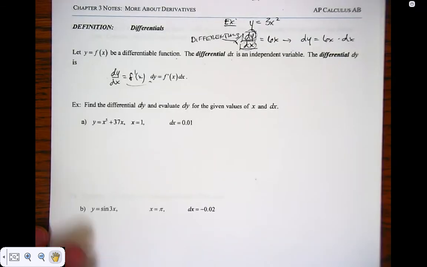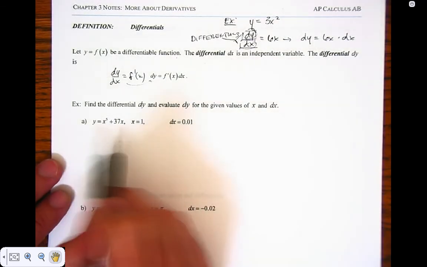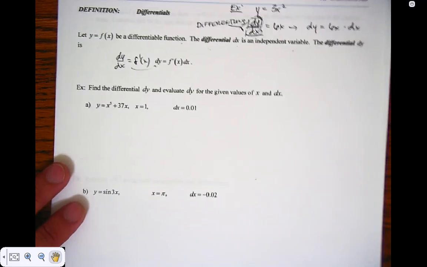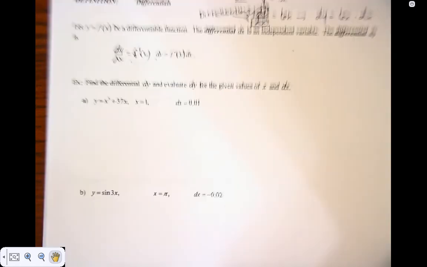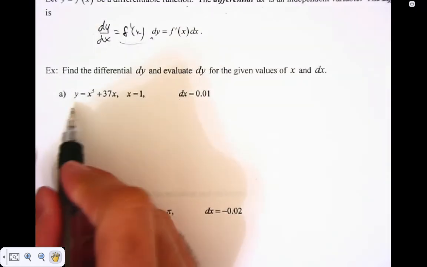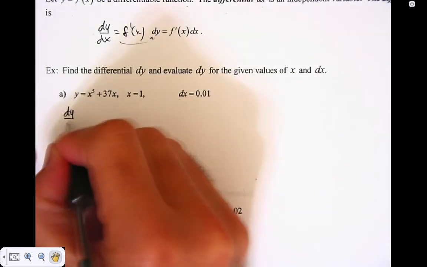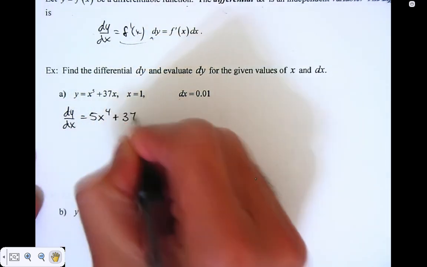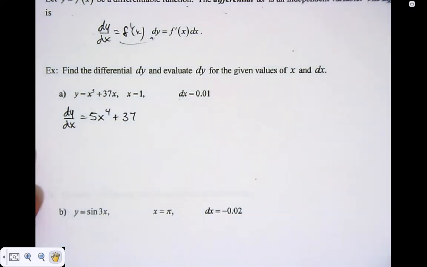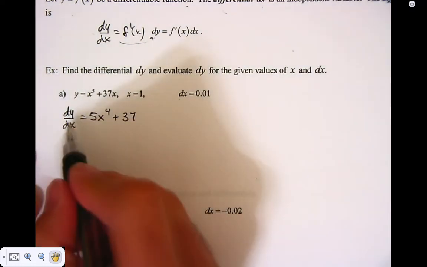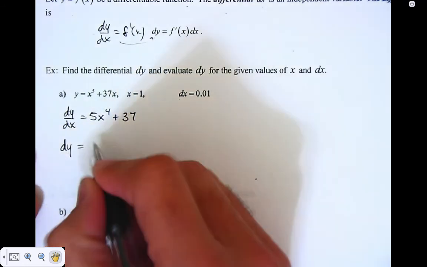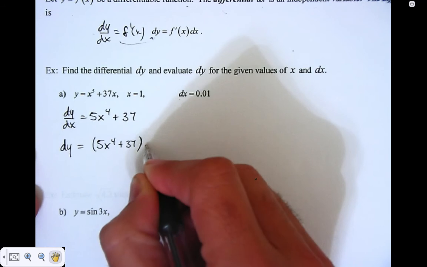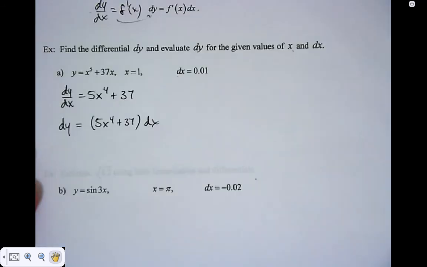So what we're going to do is take the derivative of this function and separate our differentials, and then we'll talk about what that means. So let's just jump in and do the derivatives that we know how to do. It's pretty simple stuff here, just power rules. I know I would get dy dx is equal to 5x to the fourth plus 37. That's just the derivative. That's nothing new. Now we know we can split these up. So I'm going to solve for dy, and I'm going to say dy equals 5x to the fourth plus 37 times dx. Okay?